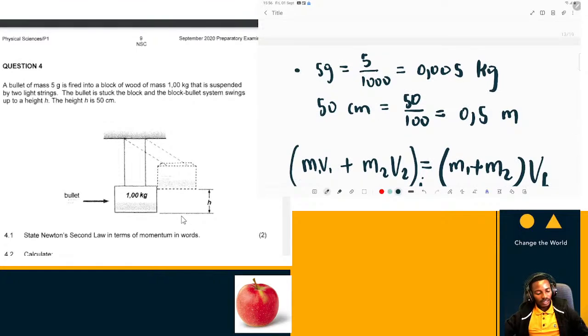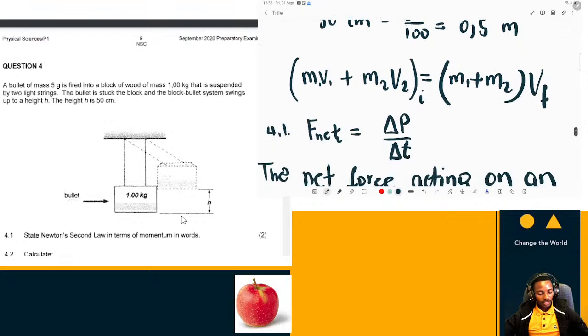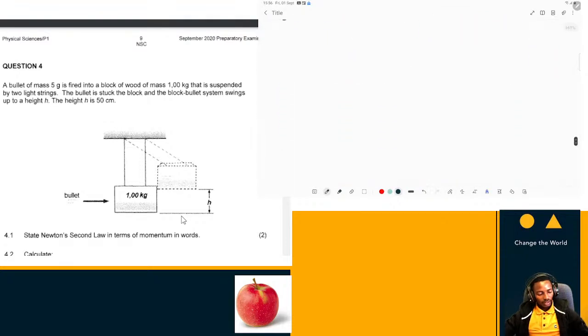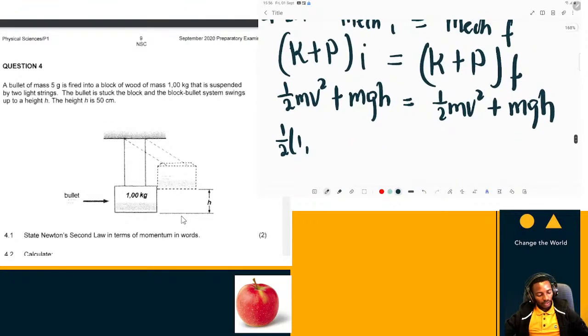So we're going to combine the 0.005 kg and the 1 kg. When you combine the two, it's going to be 1.005 times the velocity. We don't know the velocity after the collision, after the bullet has entered the block. So what will be the potential energy? The potential energy will be 0 because the height is 0. Both the bullet and the wood are at ground, so mass times gravity times 0 will be 0.